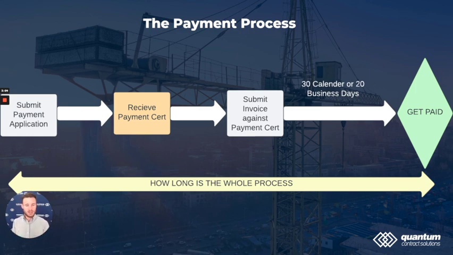Yeah, it's reasonable. And they issue a payment certificate, which says, here's a payment certificate for all the value that you're claiming. And then you submit an invoice against that payment certificate. And then the payment terms start. You submit your invoice and then it's 30 calendar days or 20 business days from that point, and then you get paid. What is standard is this process: submit a payment application, receive a payment certificate, submit the invoice against it, and then you get 30 calendar days or 20 business days, and then you get paid.